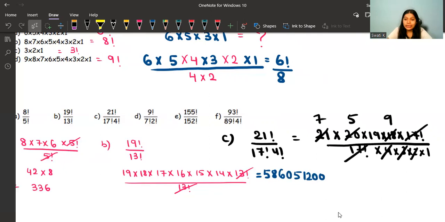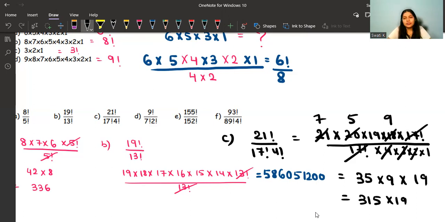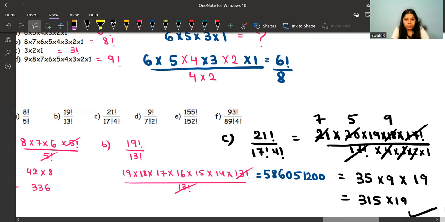So what we are getting? We are getting 7 times 5 is 35, right? 35 times 9 into 19. If you simplify this, 35 times 9 times 19, if you want, you can multiply this. 35 times 9 is 315, and then 315 times 19. Of course, you can simplify this, you know how to multiply, so I'm just leaving it here. Okay, now let's move to the fourth question.